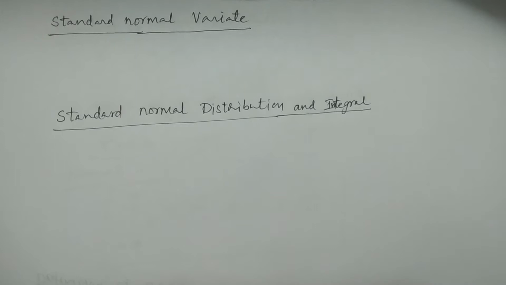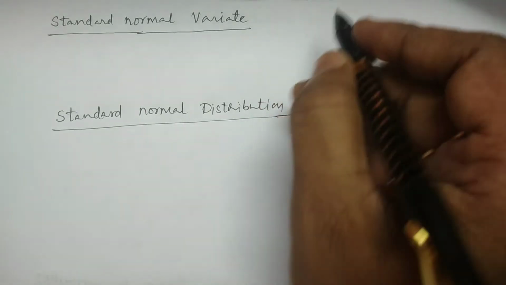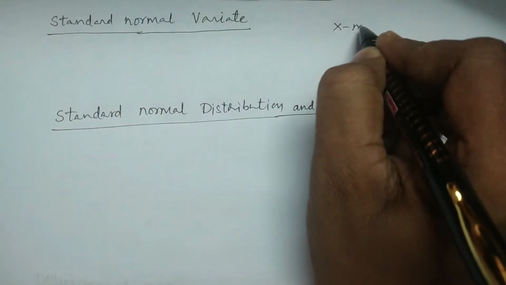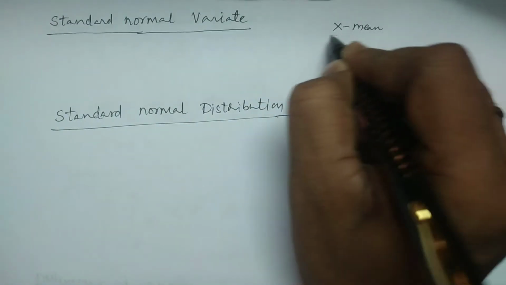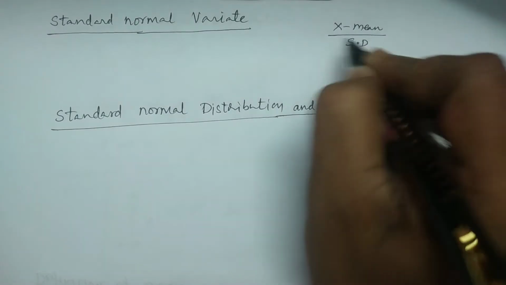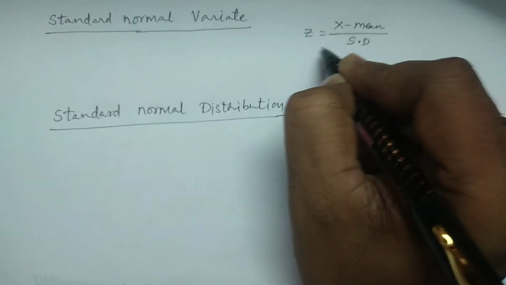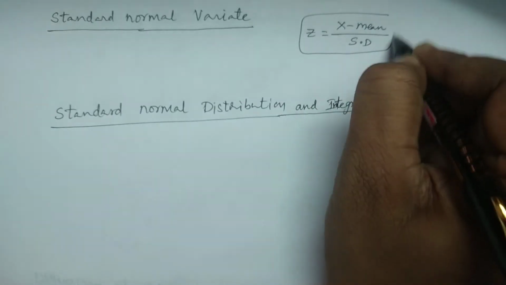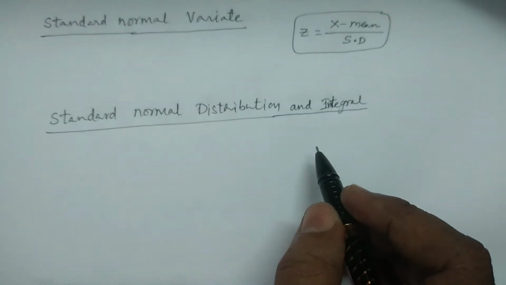In this lesson, I discuss standard normal variate, standard normal distribution, and standard normal integral. These three definitions. What is standard normal variate? Any standard variate is nothing but x minus mean divided by standard deviation. This is the formula for standard variate, whichever, whatever the distribution it is.